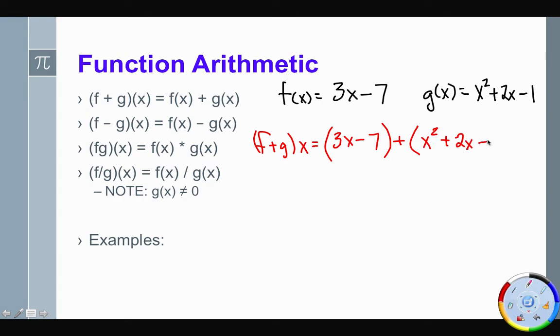So we're using this first line saying f plus g of x, which means take the first function f and add it to our second function g. And as we always do in this type of problem, we're going to combine our like terms. So we have nothing to add to the x squareds. We have 2x plus 3x, that makes a 5x. And we have a negative 7 plus negative 1, which makes a negative 8. And this is f plus g of x.